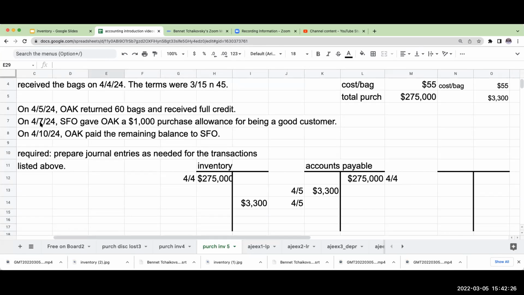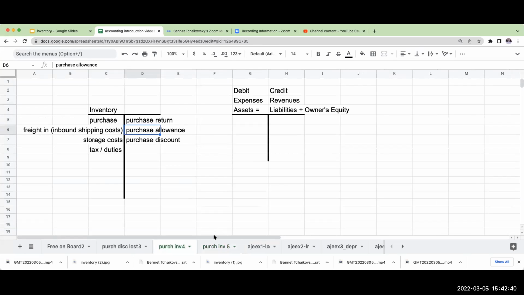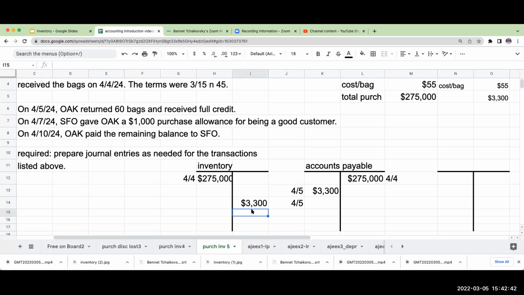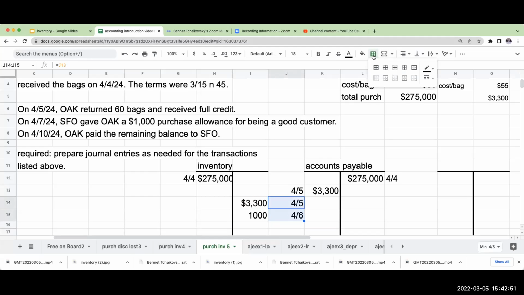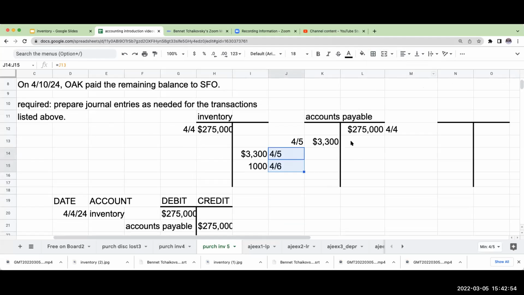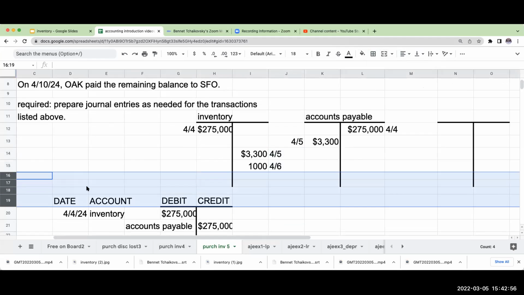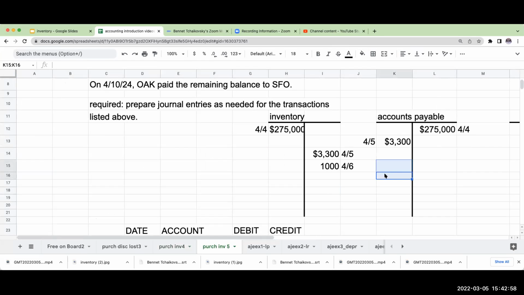Now let's go over to April 7th. I'm given a $1,000 purchase allowance. What is a purchase allowance? The vendor is telling me I don't have to pay $1,000. So when I have a purchase allowance, I'm going to reduce my inventory amount by $1,000. And at the same time, if I don't have to pay it, then in terms of my accounts payable, I'm also not going to need to pay that amount either.